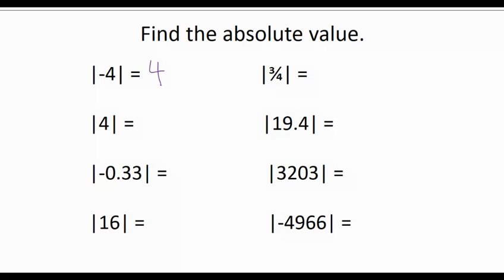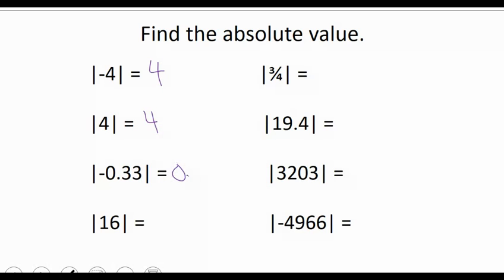Now, let's look at the next one, the absolute value of 4. A lot of you might be thinking, oh, well, it's negative 4. No, because absolute value is always positive. So if we already have a positive number in there, it stays positive. The absolute value of 4 is 4. When you're doing an absolute value question, your answer must be positive. It cannot be negative. So let's look at our next one, the absolute value of negative 0.33.